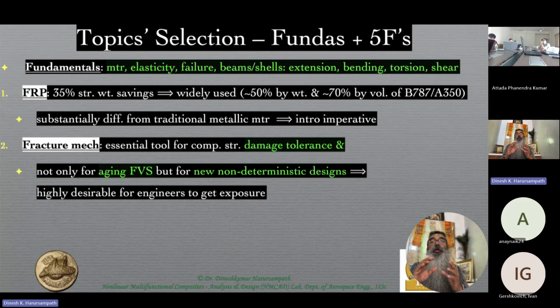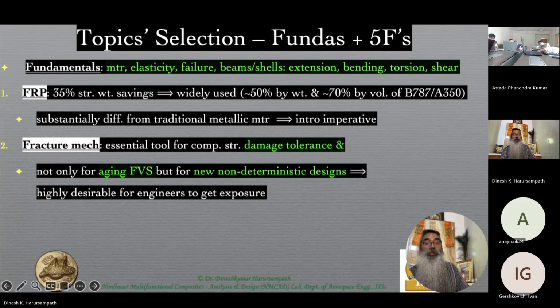So in other words, there's a lot of scatter in the material properties, and this scatter becomes even more pronounced when you go to composites, because they're made of multiple materials, and the way they are made also has an impact on how the properties are. So these are uncertainties in the material properties.